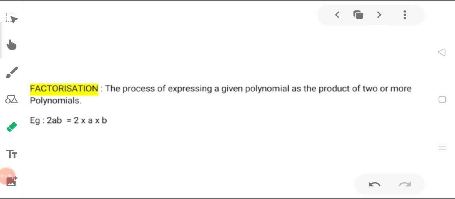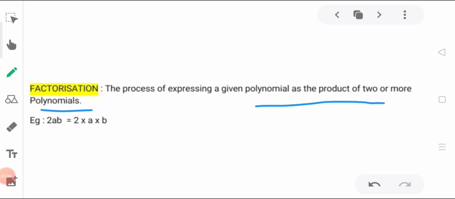Here, today's topic is factorization for class 8th. Today, we are going to learn about factorization. First, we try to understand what is the meaning of factorization. Factorization is the process of expressing a given polynomial as the product of two or more polynomials.